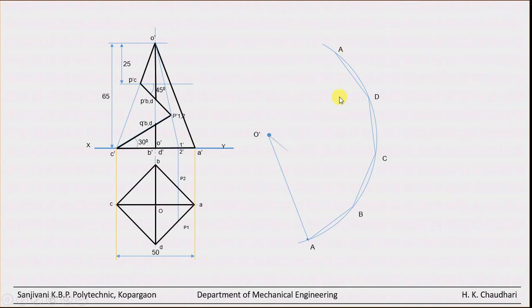Okay, now draw the slant edges in the development. Join all the points on this curve with the straight line. These are the edges. Okay, now next is what? Next is the location of all these points. Clear? But now we can see that all the points are at different distances from this vertex.